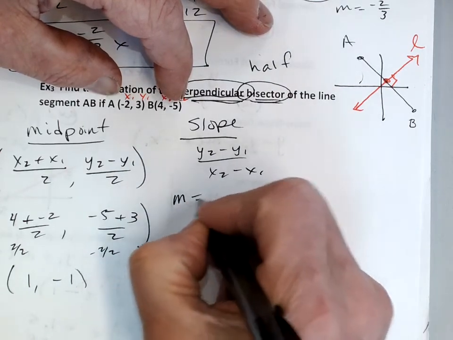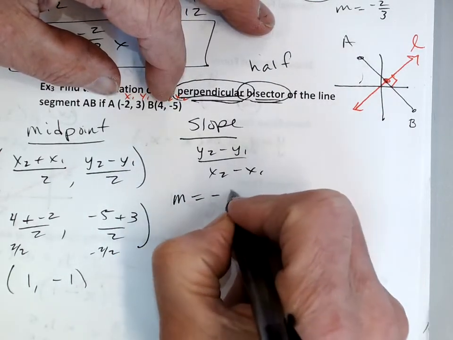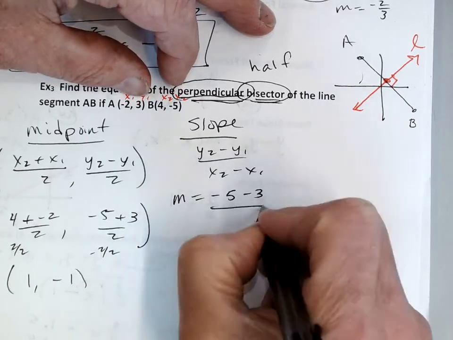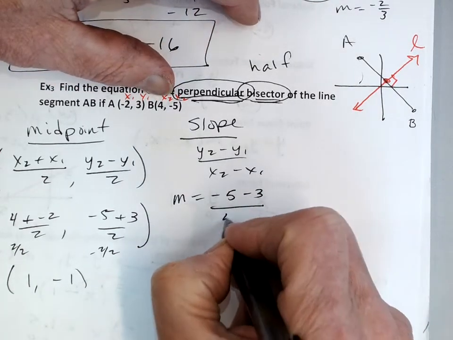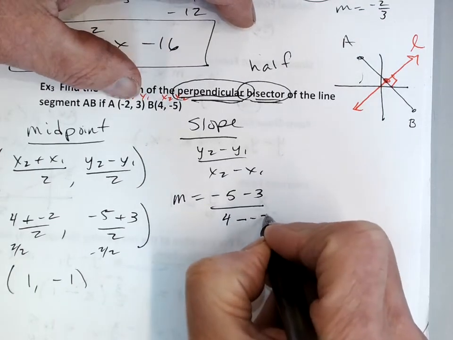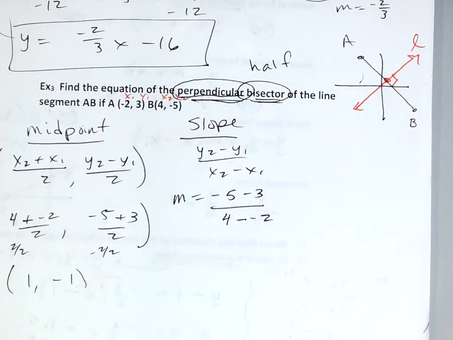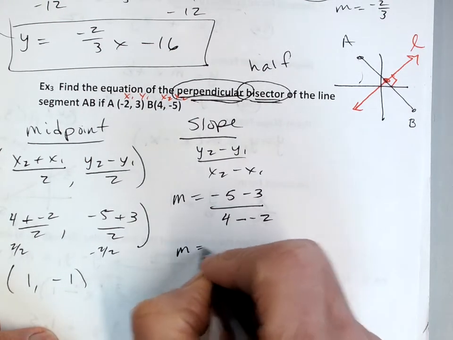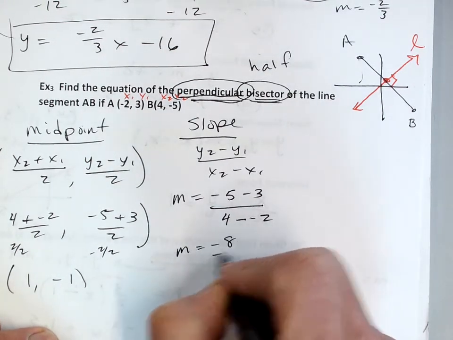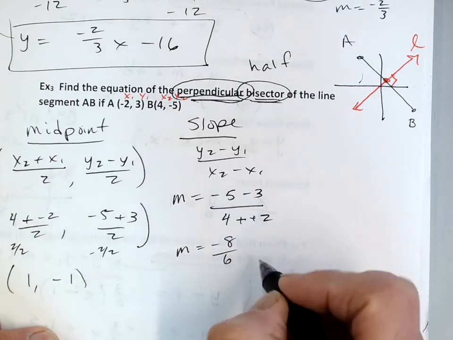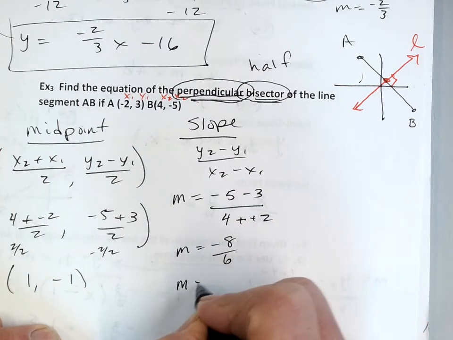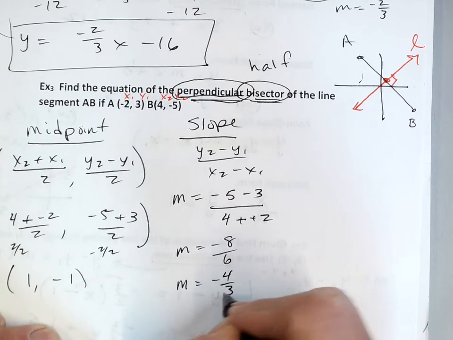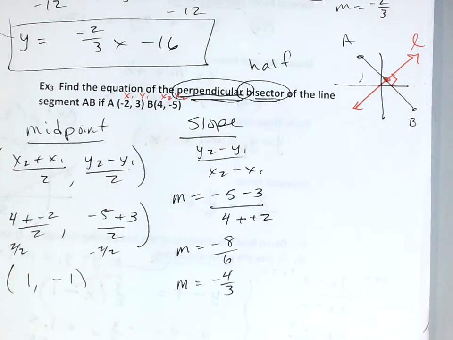And then I'm going to go ahead and find the slope of AB. So I'm going to say m is equal to negative 5 minus 3 over 4 minus 2, okay? I need to find the slope of AB because line L is perpendicular, okay? So my slope then is going to be negative 8 over 6, which is the same as negative 4/3, okay? This is a hard problem. It takes many steps, but I'm trying to go through it slowly with you, okay?